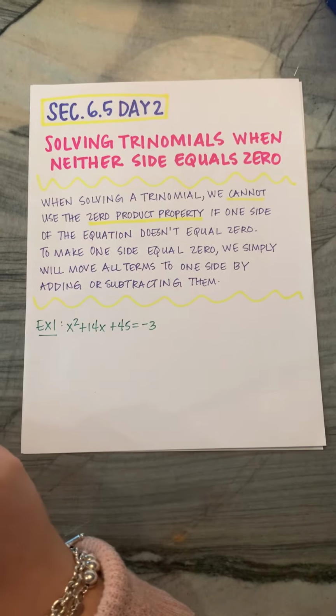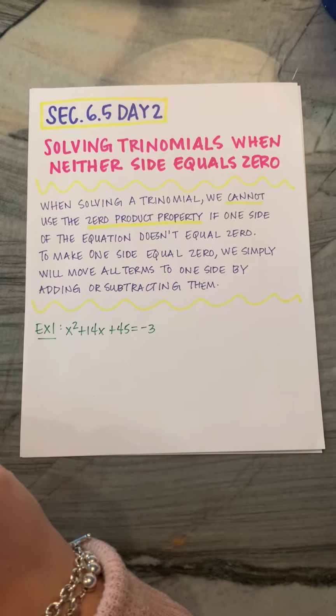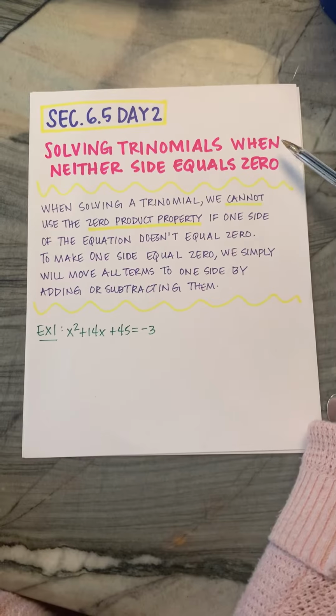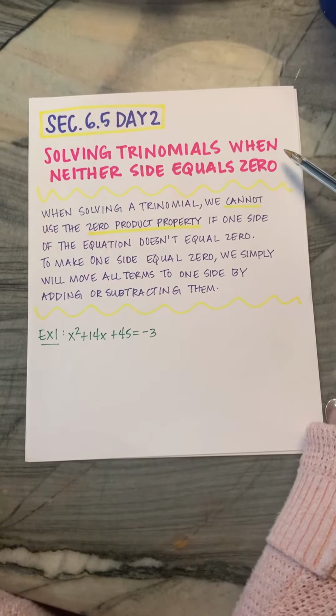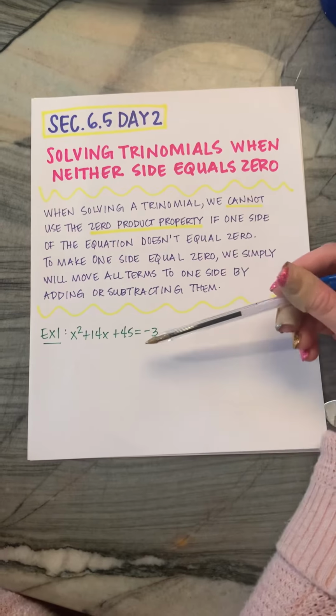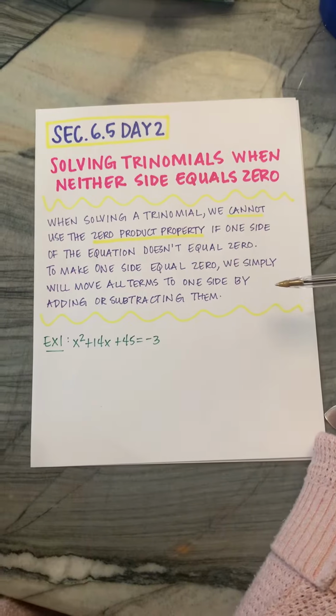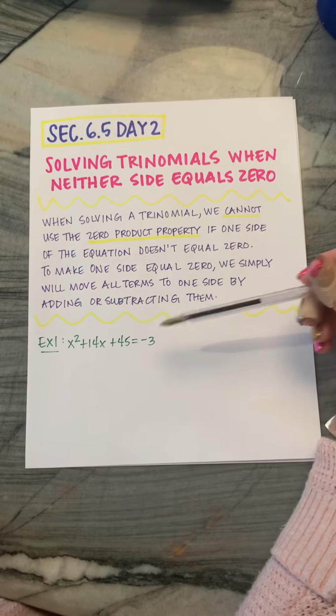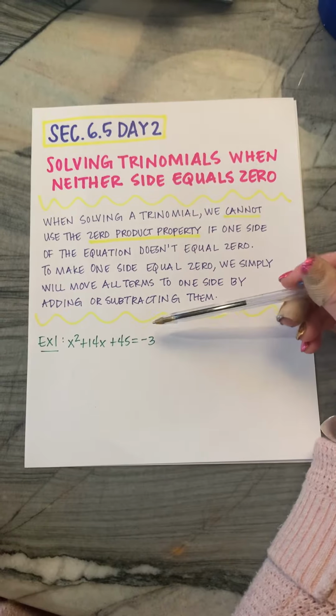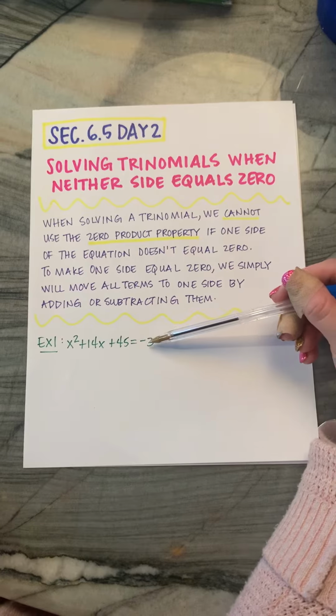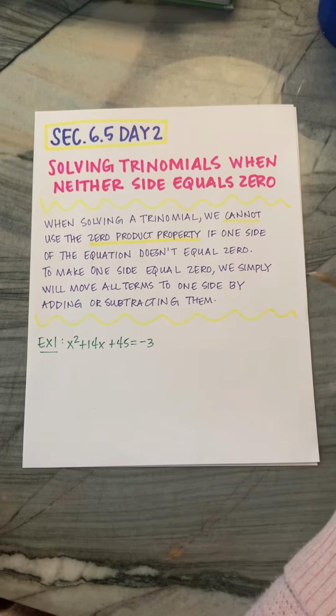So in section 6.5, we're going to spend a second day where we're solving trinomials, but this time we're going to solve them when neither side is equal to 0. In the first part of this, we had equals 0 for one side. And then this little paragraph explains we can't use the zero product property if we don't have this equal to 0. So to make this equal 0, we're just going to add or subtract this number to the other side depending on what we have.